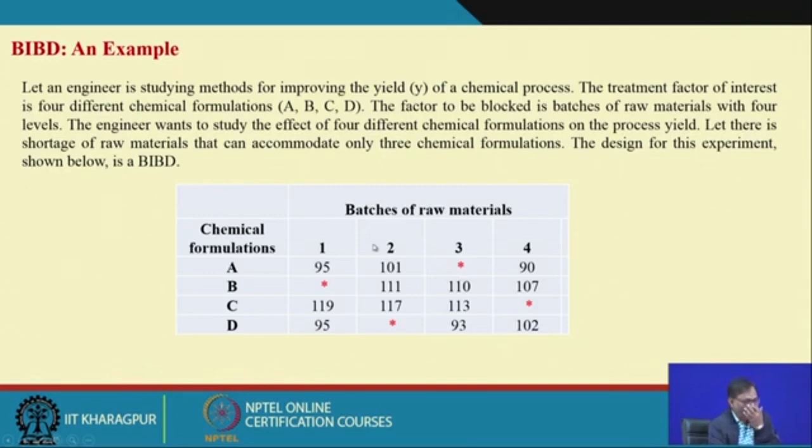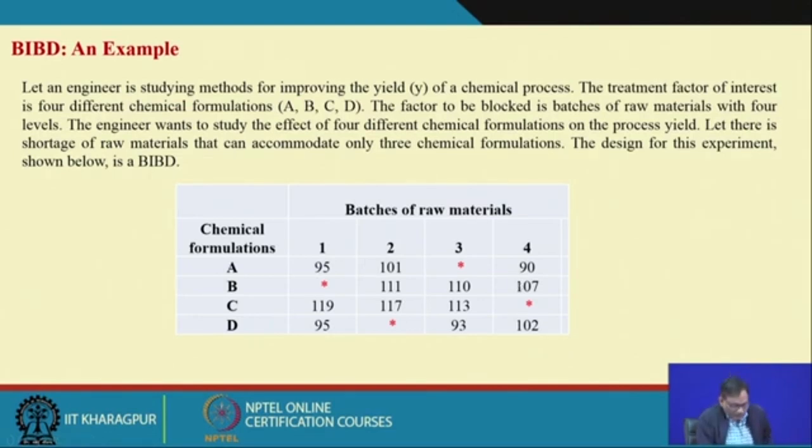We have shown here some hypothetical data, as if you go for experiments with these chemical formulations and these four batches of raw materials, suppose the yield is coming like this. Please do not attach any units to this yield. Then you see that the first batch of raw material is treated with chemical formulations A, C and D, second batch A, B, C, third batch B, C, D, fourth batch A, B and D. Here what happened? It is a balanced one, because you take any two treatments and you will find they appear an equal number of times. Here a is 4, b is 4, k equal to 3, also r equal to 3.